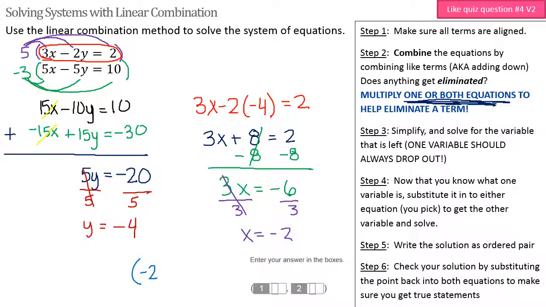So we have negative 2 comma negative 4. Once again, you're just entering your answers in the boxes, so you don't need to include the parentheses or the comma. You just put negative 2 and then negative 4.